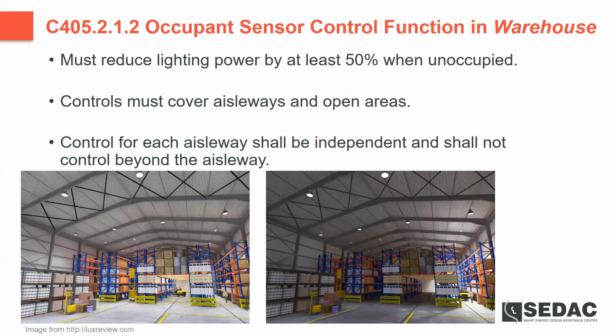The Energy Code breaks out 3 specific occupant sensing control areas: warehouses, open plan offices, and then all other areas. The first section we're going to look at here are warehouses. In warehouse areas, open areas and aisleways must be controlled independently from each other. Lighting must be reduced by at least 50% when those spaces are unoccupied. And controls for individual aisleways should be independent. So if someone's walking in one aisleway, you're not turning on lights a couple aisleways over, only where that lighting is needed.